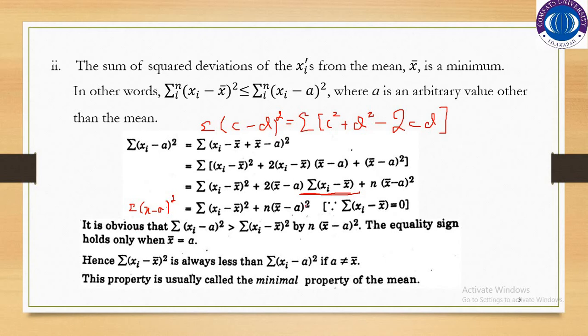So by applying this, we come to know that whenever you take the deviation from its mean and square them, then take the sum over them, it will always be lesser than whenever you take deviations from some arbitrary number and then take the summation over them. This term will be lesser than this term. This property is usually called the minimal property of the mean. So you can also say that this is the minimal property of the mean.